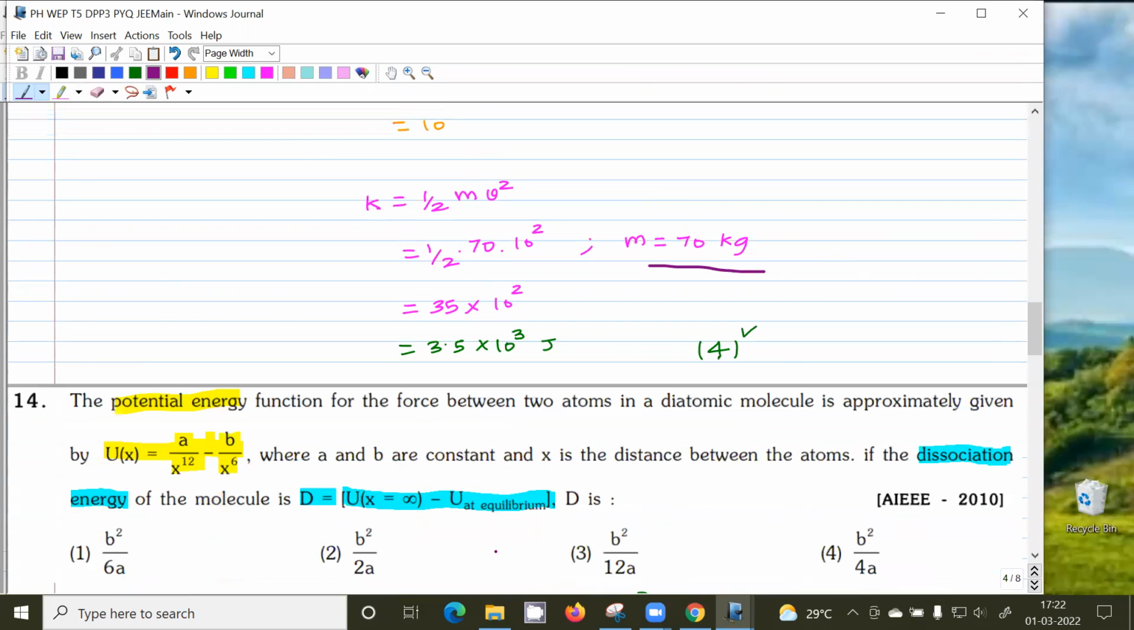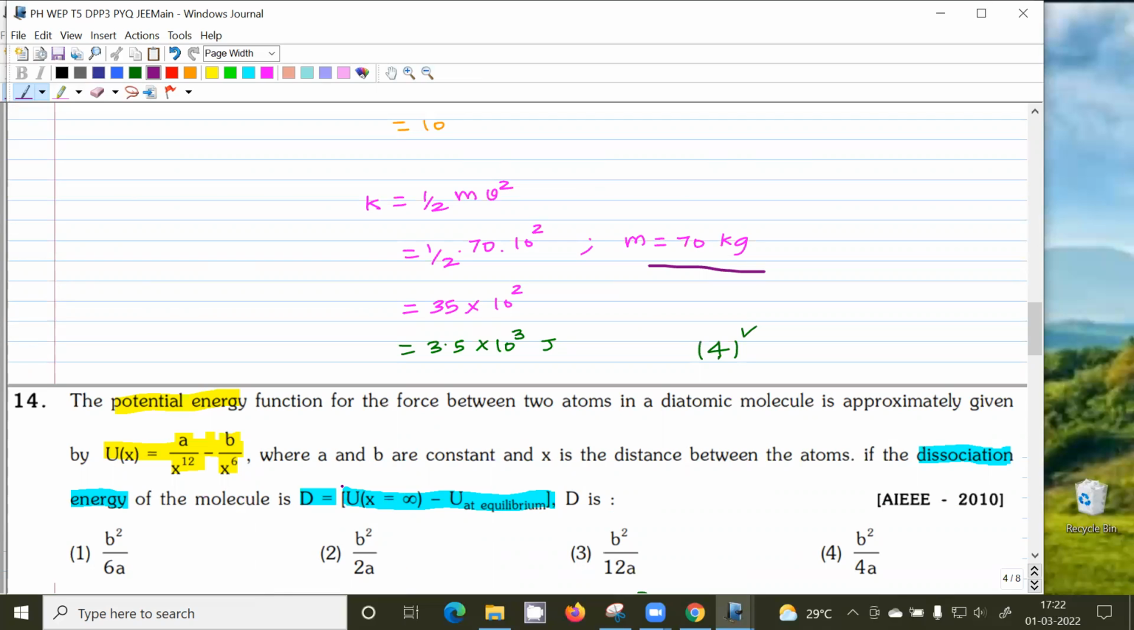Okay, this one will stop with this one. This is the last question. Potential energy as a function of the distance between two atoms of a diatomic molecule is approximately given by a function where A and B are constants, and x is the distance between the atoms. The dissociation energy of the molecule is D. So it's like a mathematical problem.